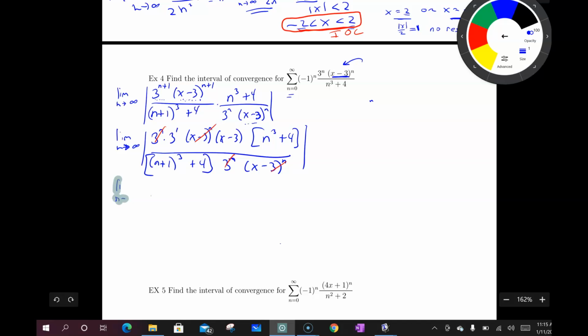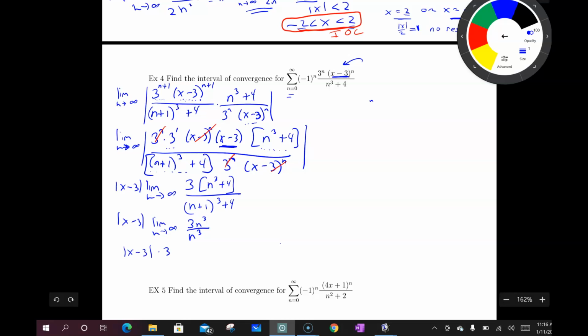So what do I have left here? But let me actually take the time to pull this x minus 3 on the outside, because this is the only thing that needs the absolute values. So I'm left with this and this in the numerator. In the denominator, I just have this. Okay, so then we're looking for the highest powers. The highest powers from the numerator will give me 3n cubed. Highest powers from the denominator will give me n cubed. So the n cubes will cancel, so I'll get absolute value of x minus 3 times 3.